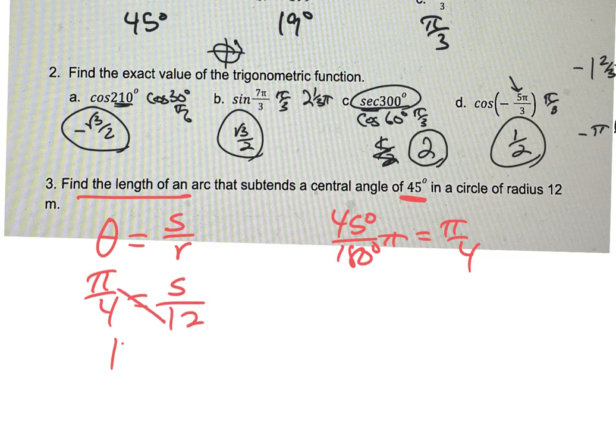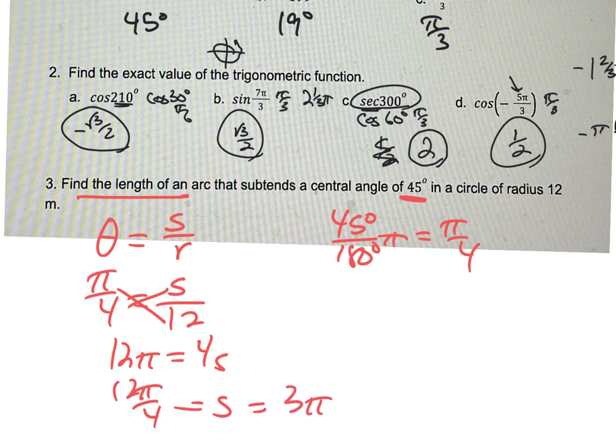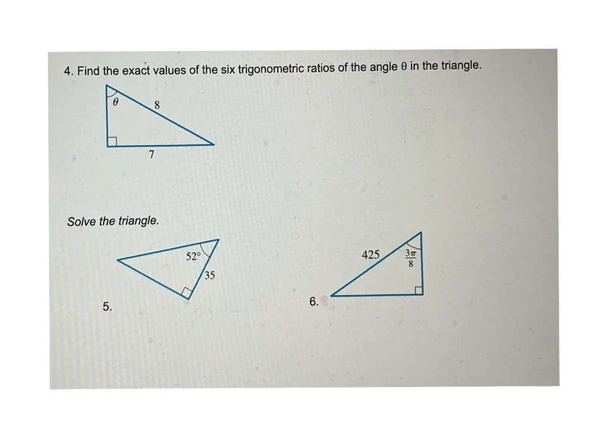Okay, so I'm cross multiplying. That's 12 pi. Cross multiplying, that's 4S. So I divide by 4, which gives me 3 pi. You can leave your answer like that, or you can punch it in your calculator and get a decimal answer. I'm good either way. Number 4, find the exact values.